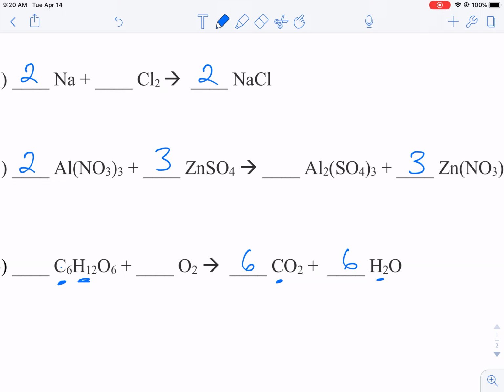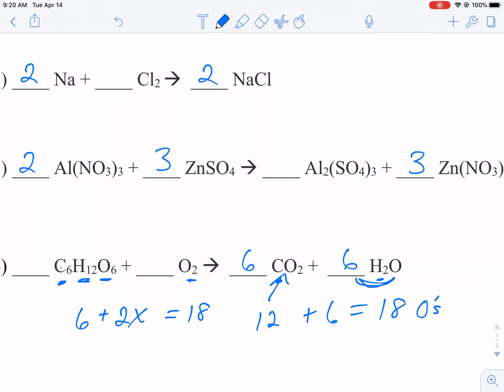Now, the last thing I want to do is add up how many oxygens I have in this compound. 6 times 2 is 12. But I have to add that to my 6 oxygens in water, which gives us a total of 18 oxygens in the products. If I come over here, I have 6 plus 2x, because of that little 2. So 6 plus 2x would have to equal 18. Subtract the 6, I get 12. 2x equals 12. In order for me to get x alone, I have to take 12 divided by 2, and that's going to give me 6 O2.